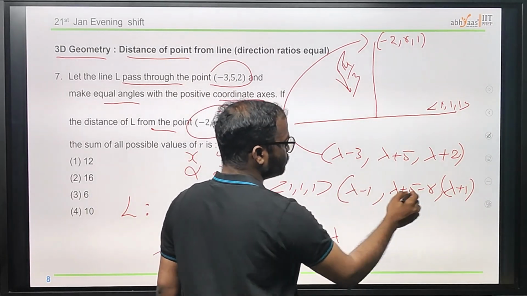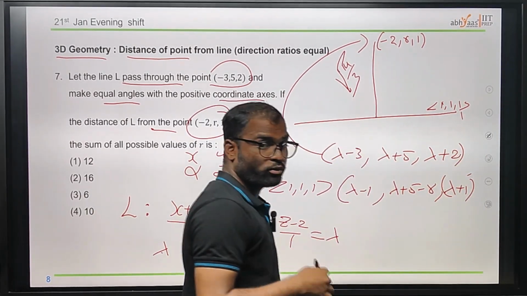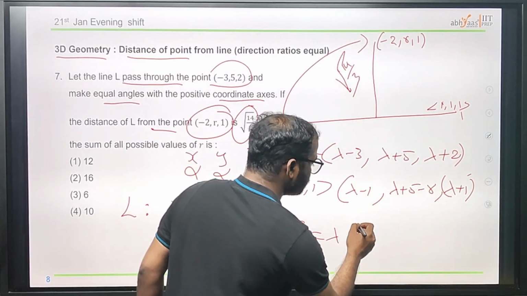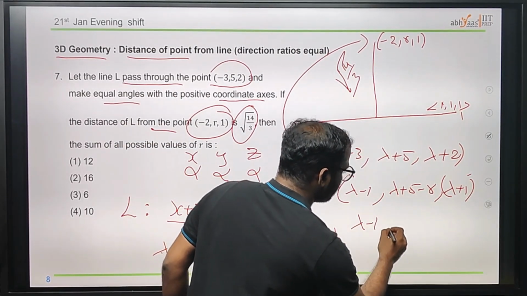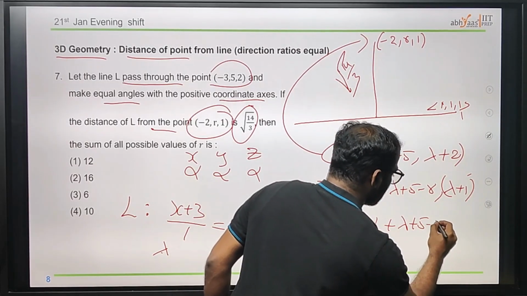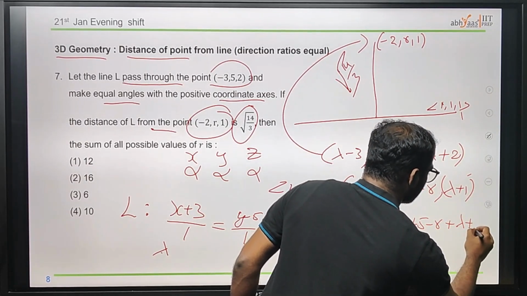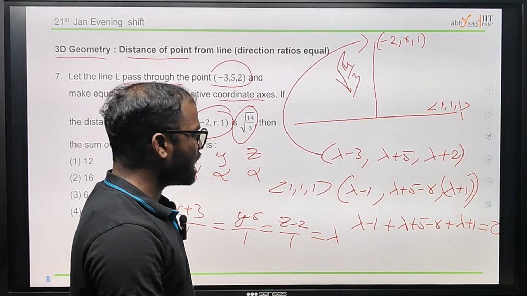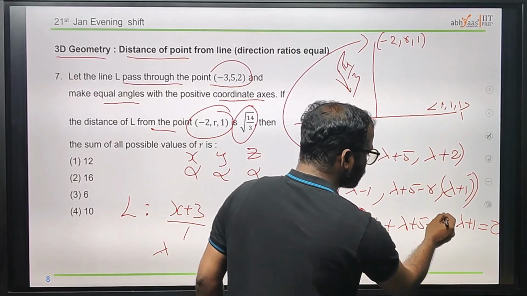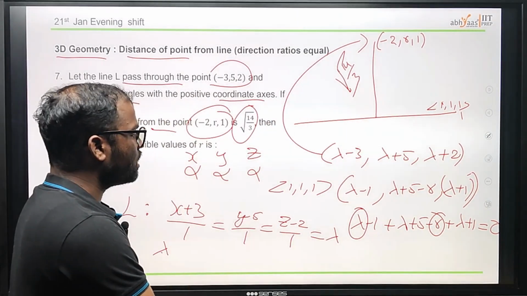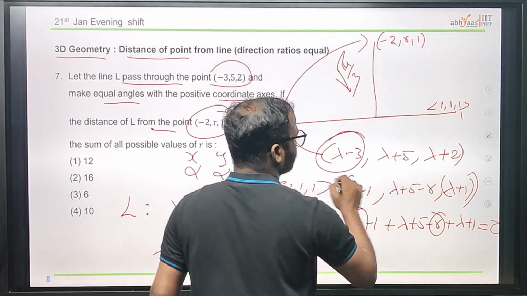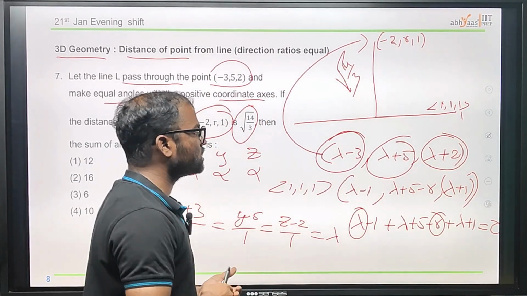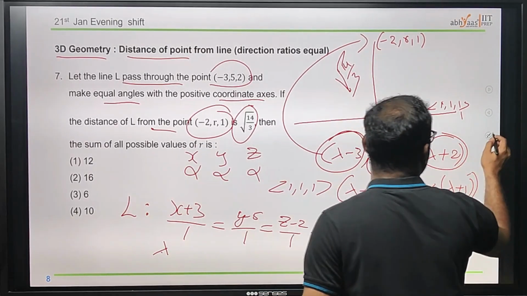Now we need to use this direction ratio and this direction ratio and take the product of this. We already know that it is perpendicular, therefore that will be equal to 0. So we will get lambda minus 1 plus lambda plus 5 minus r plus lambda plus 1, which is equal to 0. From this we will get the lambda value in terms of r. After getting that lambda value, just substitute in this equation in order to find that one. After substituting that one, we will get the point.